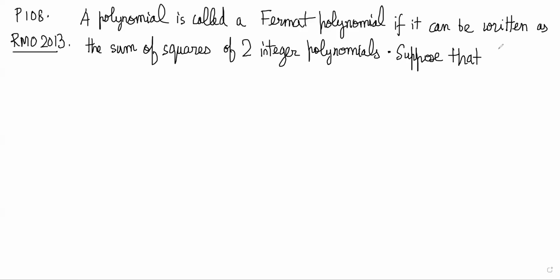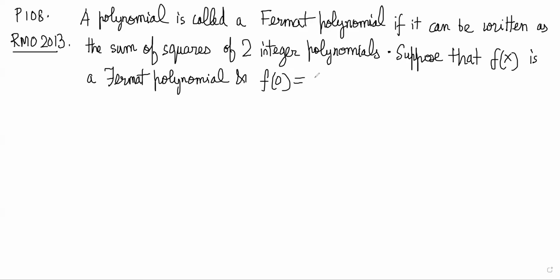Suppose that f of x is a Fermat polynomial and f of 0 is equal to 1000. We have to prove that f of x plus 2x is not a Fermat polynomial.